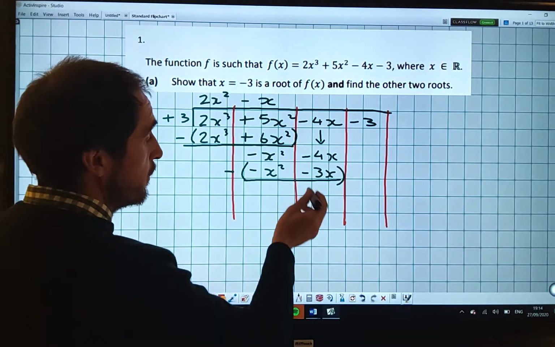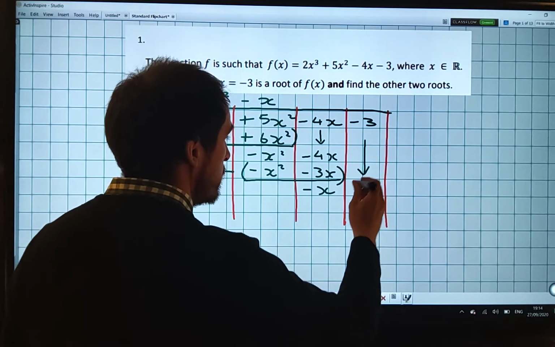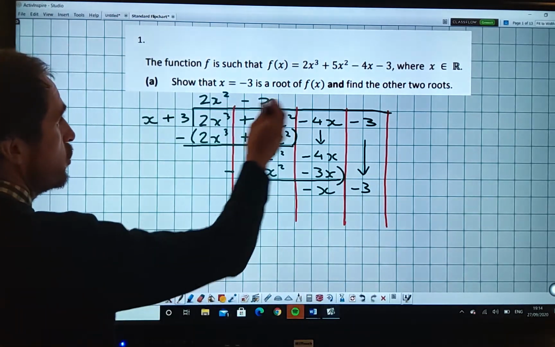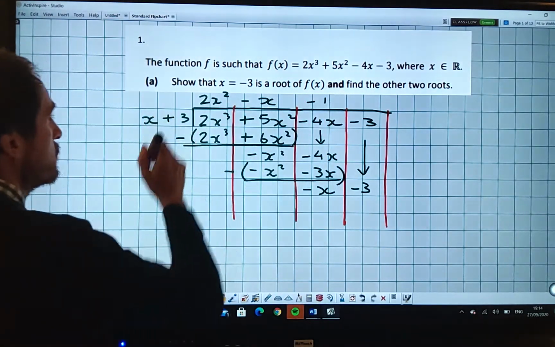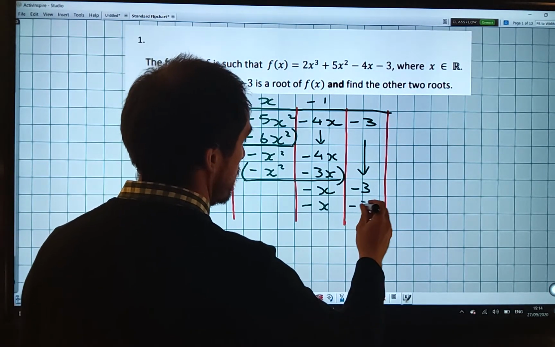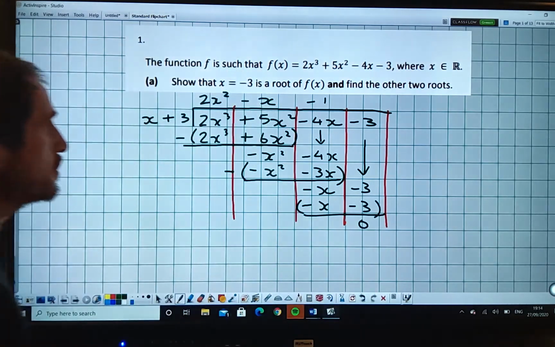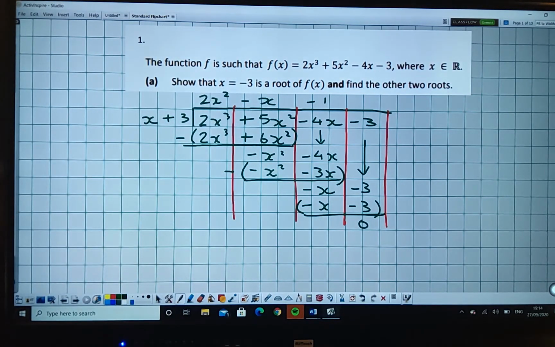Minus x squared plus x squared, that's cancelled. Minus 4x plus 3x is minus x. And I bring down my minus 3. So that's just going to be by minus 1. So minus 1 times x is going to be minus x minus 3. And they cancel.